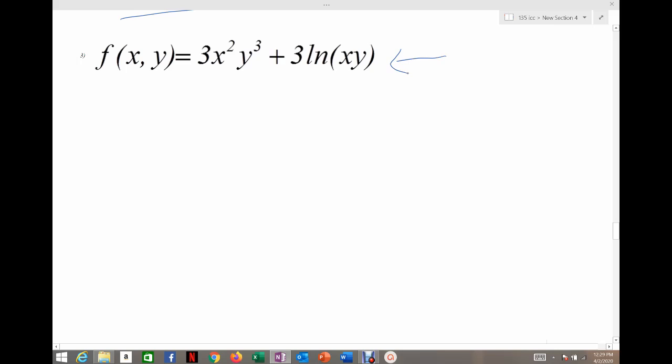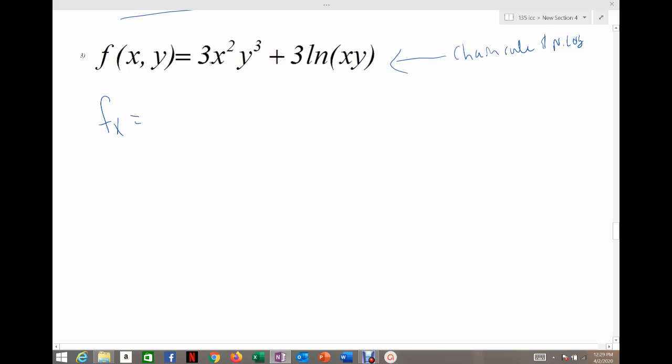Alright, so this first example here: 3x squared y cubed plus 3 times the natural log of xy. This is the part where I have to use my chain rule on my natural log. So the derivative with respect to x, and then with respect to y. The x part's the function part. Everything else is just considered a constant. The y parts are constants.